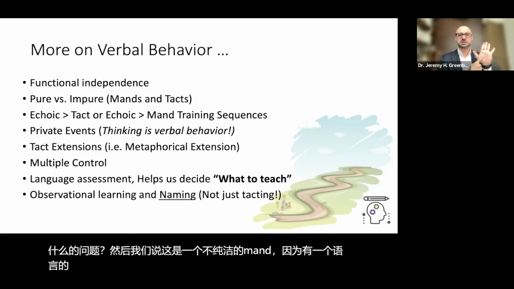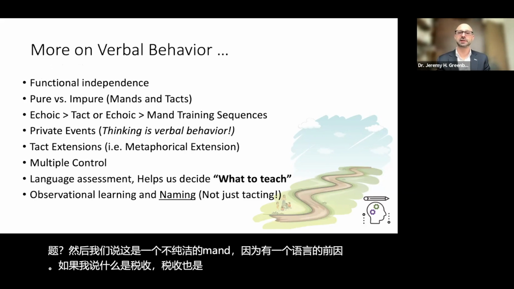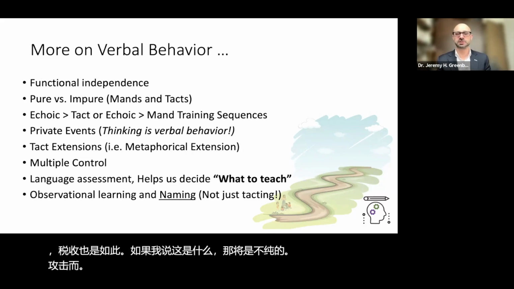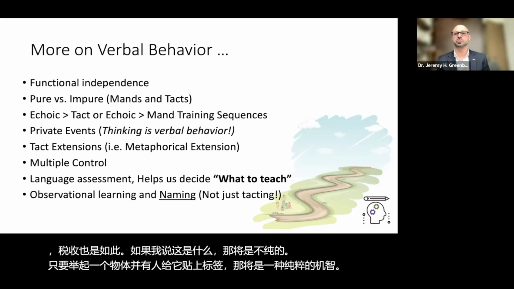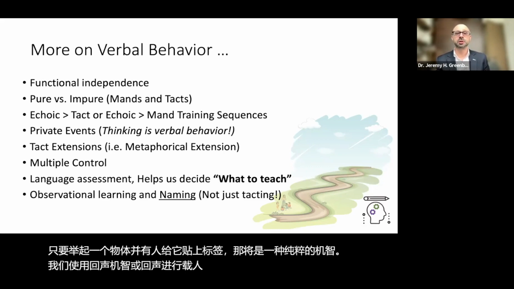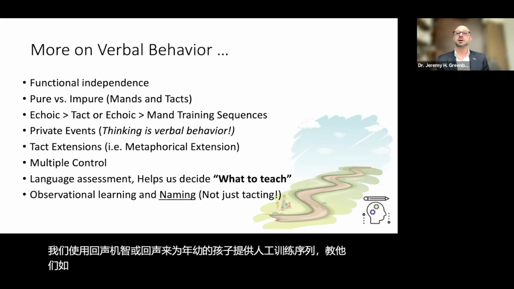If I say, what is this? That would be an impure tact, whereas just holding up an object and somebody labeling it, that would be a pure tact. We use echoic to tact or echoic to mand training sequences for younger children to teach them how to do these. In last week's really terrific talk by Ms.